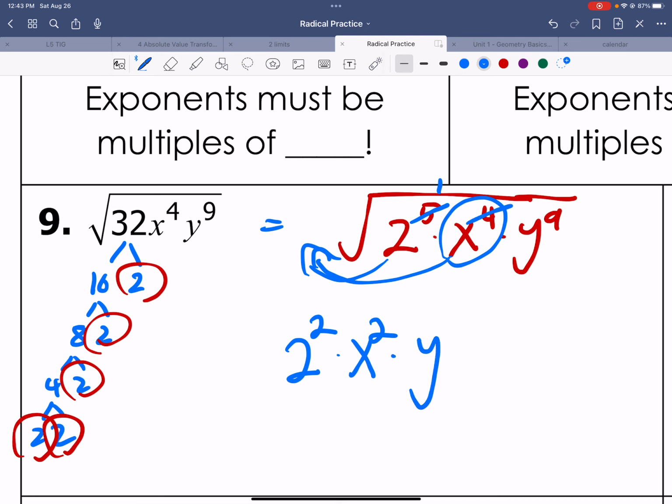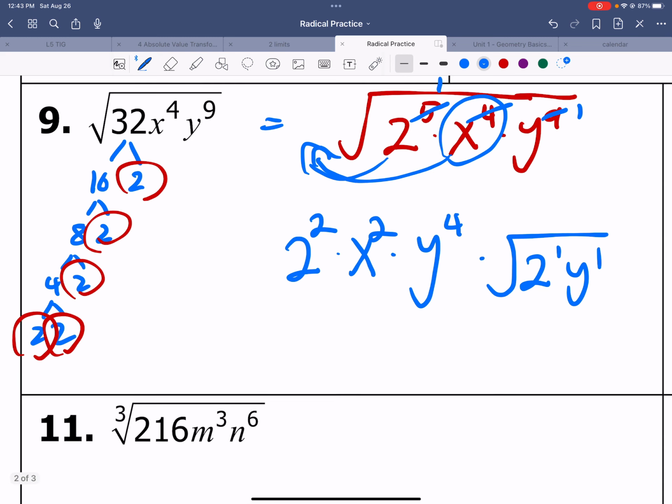How many times can I take out y? 4 times, because I have 4 pairs of 2, right? And if I take it out 4 times, I will only have 1 left over. So instead of the square root, I only have 2 to the 1 power, y to the 1 power left over. Let's simplify. 2 squared is 4, x squared, y to the 4th power, and I have the square root of 2y.